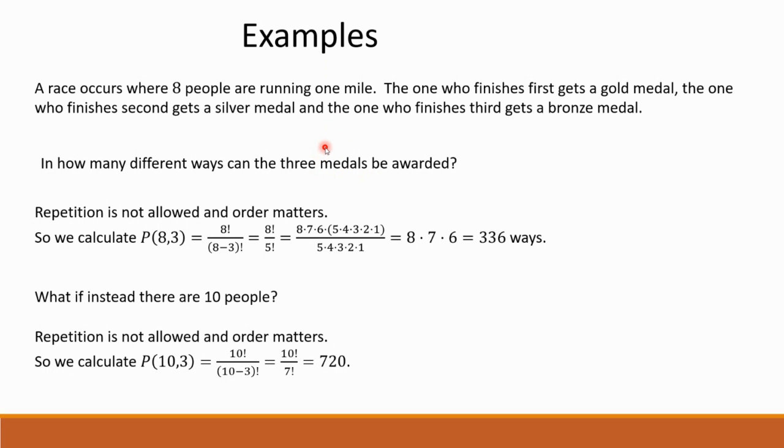So clearly order matters. Also, you can't finish first and second place, right? That doesn't make sense. So repetition is not allowed. So order matters, no repetition, it's a permutation. There are 8 possibilities. N is 8. There are 8 people running, so there are 8 possible people that could get a medal. We're choosing 3 of them. We're working with 3, because those 3 people are going to get the medal, so R is 3.